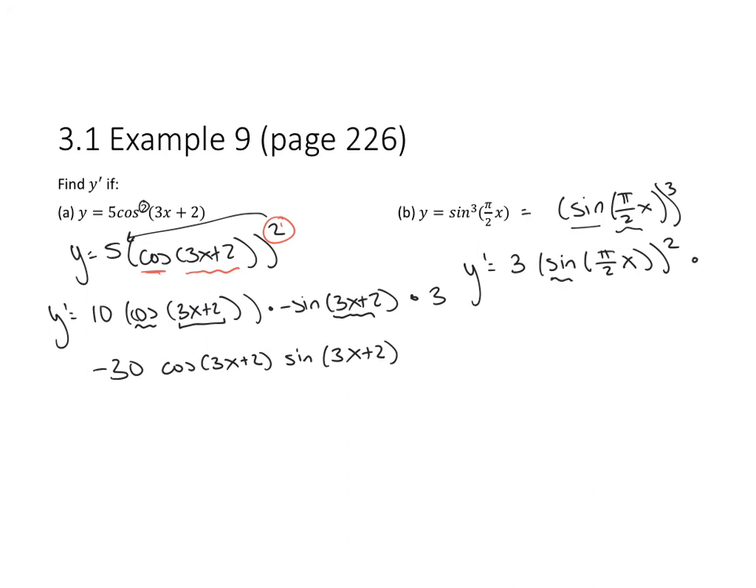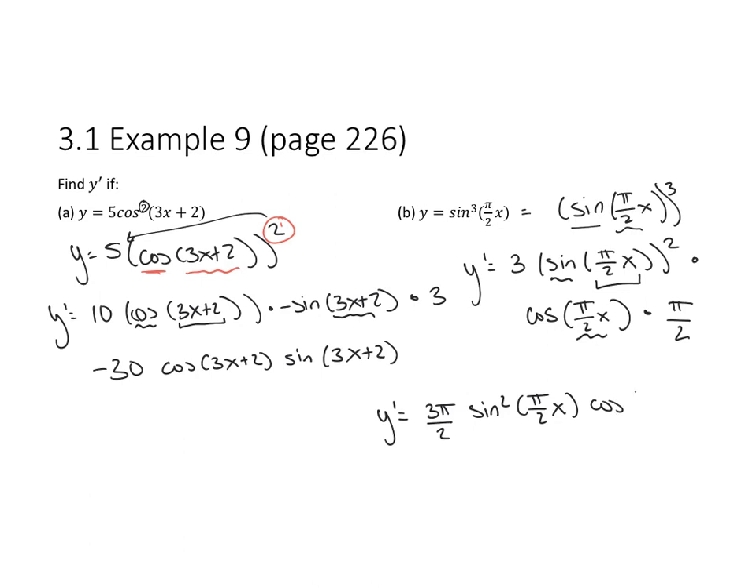Now let's handle the sine next. So times the derivative of sine, which is cosine pi over 2x. And again, nothing has happened to the innermost baby here of pi over 2x. That's my next thing that I multiply by. Pi over 2x, the derivative is pi over 2. So now let's put that all together. My derivative is going to be 3 pi over 2 sine squared pi over 2x cosine pi over 2x.